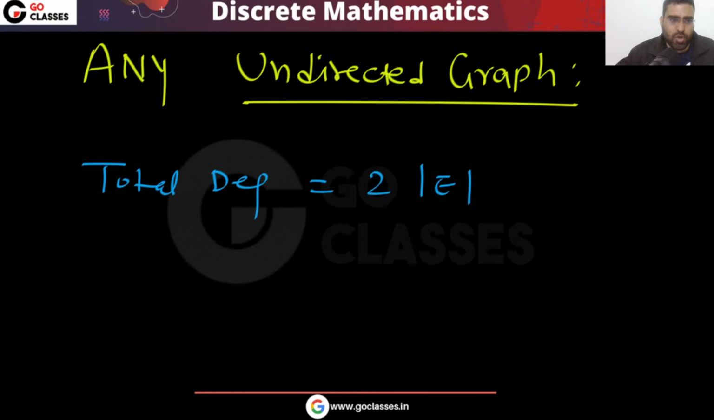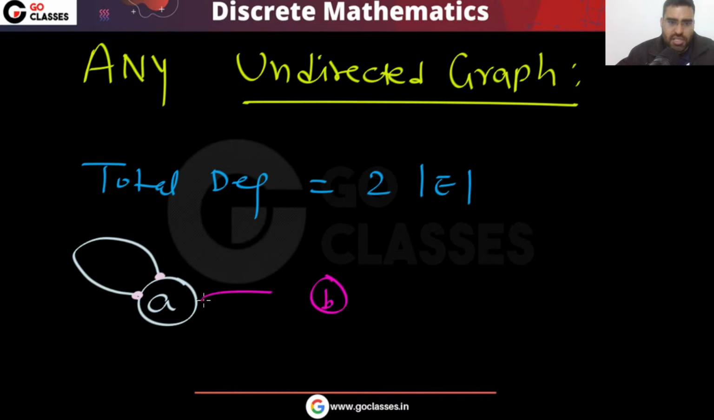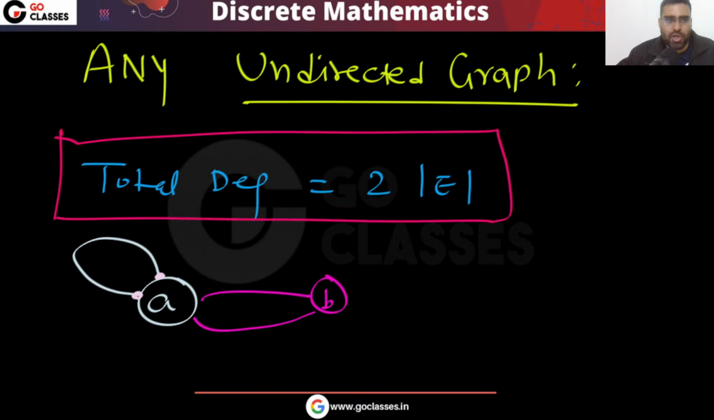This will always work, because even if you have a self loop, it is also fine. When you put a self loop, the total degree will increase by 2. Yes or no? If you put this self loop, total degree will increase by 2. Similarly, if you put this, total degree will increase by 2. So this formula will always work, whether you have self loops or multi edges, because of every edge total degree will increase by 2.